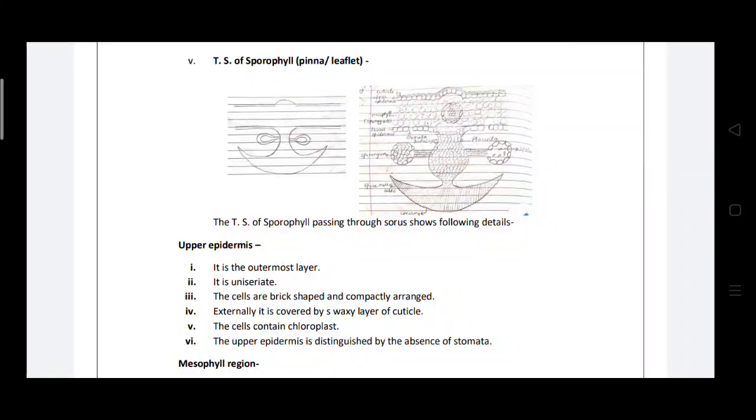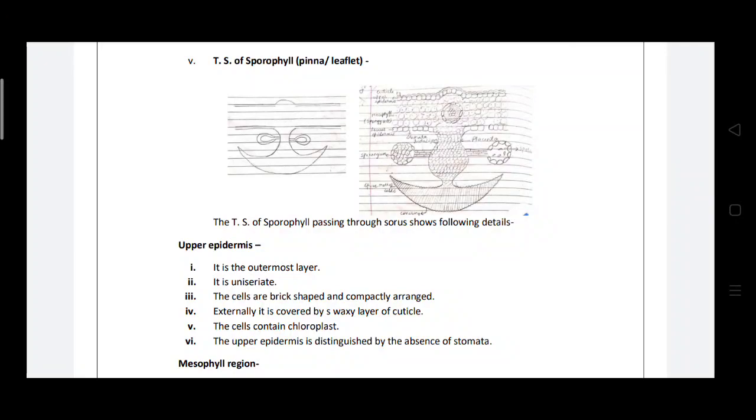Hello students, today we discuss the transverse sections of the sporophyll. The sporophyll of Nephrolepis is nothing but the leaflets of Nephrolepis, which are also called pinna. So let's start. The first figure is the TS of sporophyll passing through the sorus, which shows the following details.